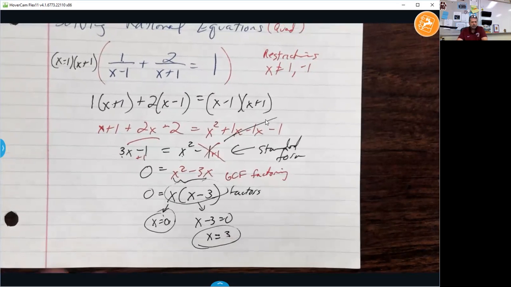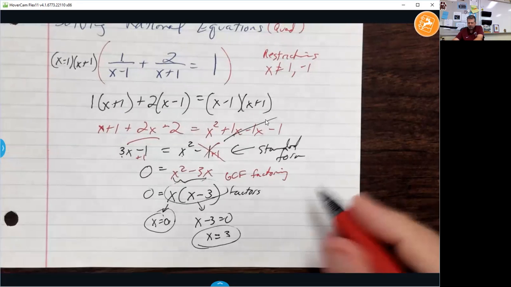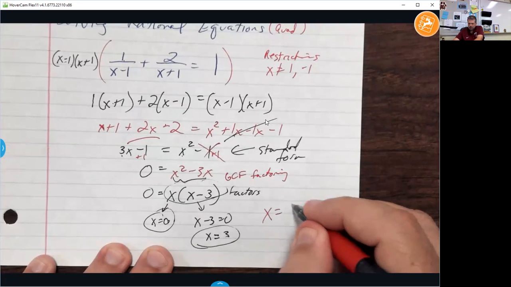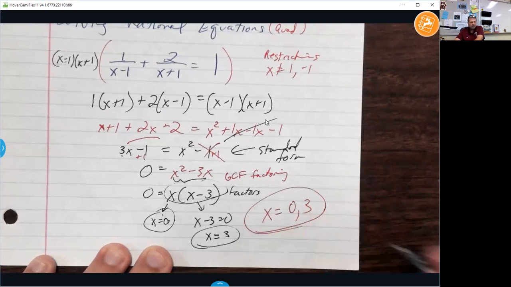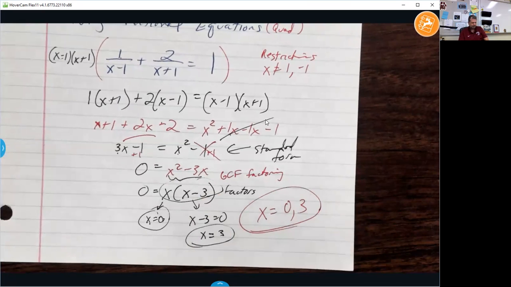Now, remember we talked about this when we did rational equations before. Once we find our solutions, make sure they're not one of our restrictions. Is either one of these a restriction? They are not. So my final answer is x is equal to 0 and 3. And that is done. Not real complicated, but just FYI. We'll get into 1.6, which will do some more different types of factoring like this GCF.